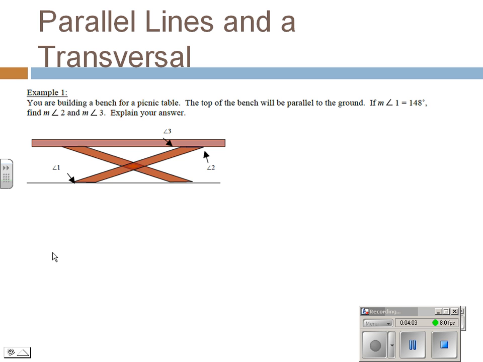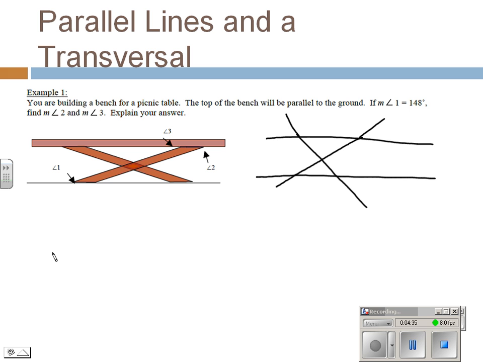Here's an example of something you might see on the EOG. You are building a bench for a picnic table. The top of the bench will be parallel to the ground. If the measure of angle 1 is 148 degrees, find the measure of angle 2 and the measure of angle 3. So for some reason it's easier for me when I draw just lines instead of having it be an actual bench. So I'm going to show the parts of the bench, and I'm going to continue them past.